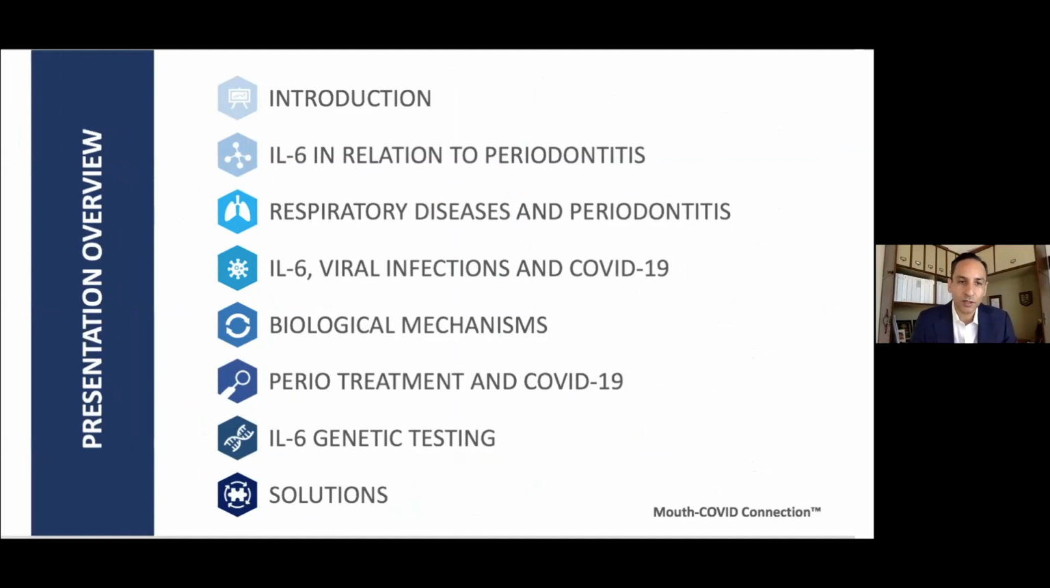As far as the presentation, we're going to go through the introduction first, talk about how IL-6 relates to periodontitis in specific, and then we'll get into respiratory diseases and periodontitis, and then talk about IL-6, viral infections, and COVID, and the mechanisms, how everything ties together, and periodontal treatments in COVID-19. We'll talk about genetic testing and solutions. We need solutions. We need to talk about how to take steps and actions to move forward in a positive way.